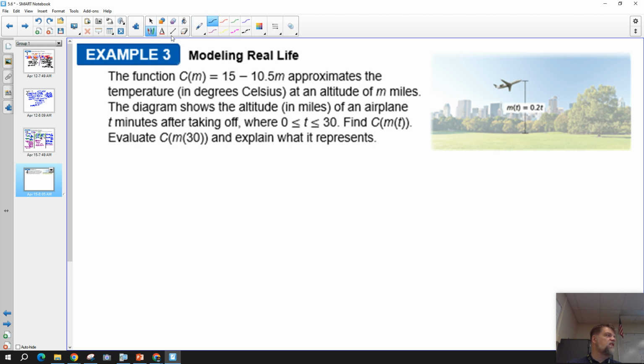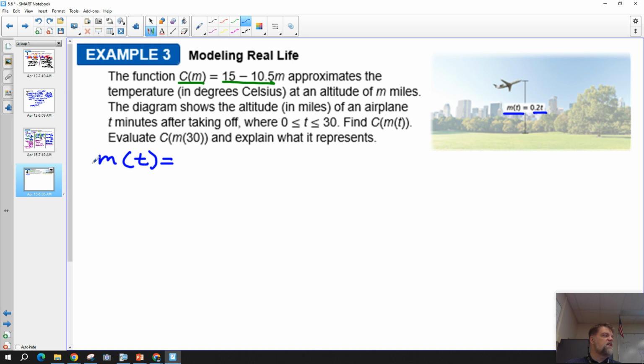So I'm going to label some things. First of all, I'm going to label this one. This is C of m. We'll do that in green. This is actually m of t, which is 0.2t, right? So I'm just going to jot that down so you can see it a little better. m evaluated at t, where t represents the minutes. And that's the miles, right?